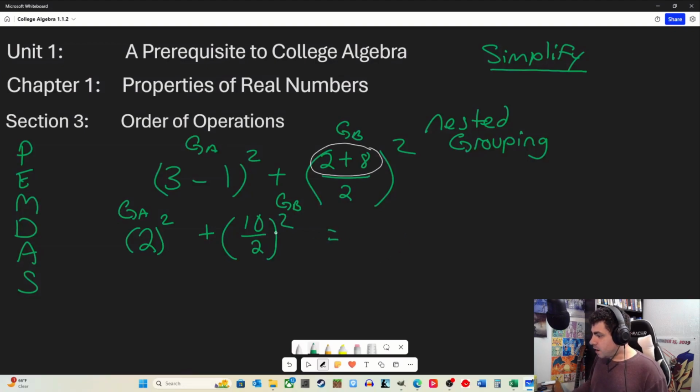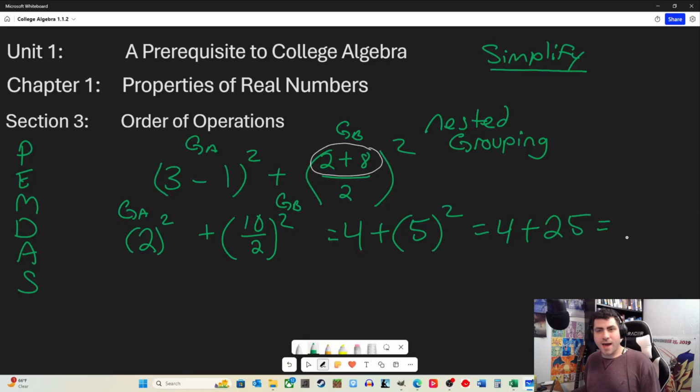So, 2 squared equals 4 plus 10 divided by 2. What is 10 divided by 2? This leaves us with 5 squared. Now, 4, we can't do anything with that yet because we have an exponent. 5 squared equals 25. And finally, we can now add 25 plus 4 equals 29.